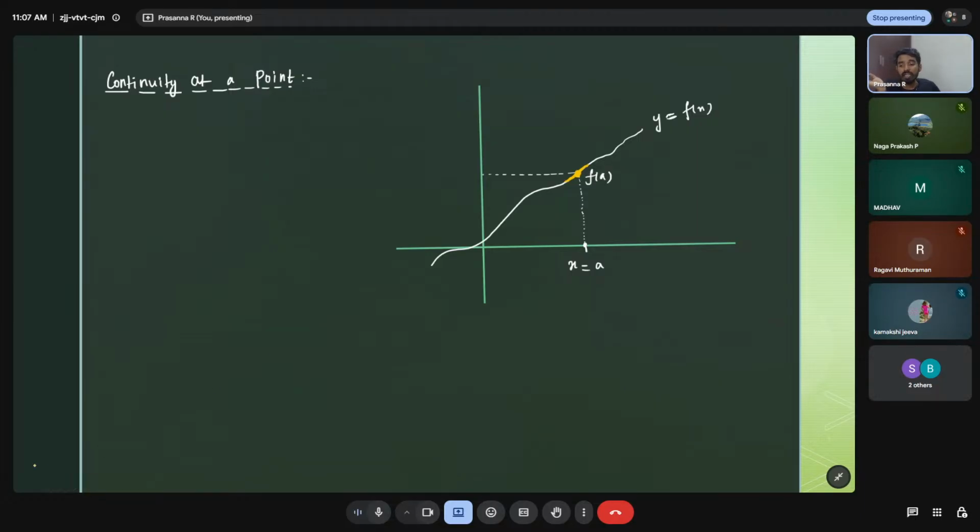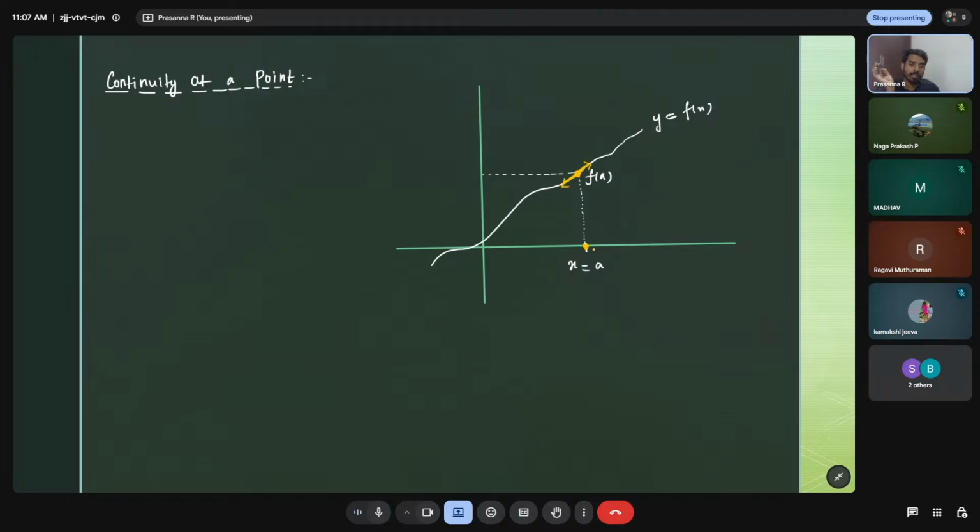So how to check continuity at a point? Very simple. I'm checking whether a function is continuous or not at a point a. If I can pass through this region without lifting the hand, then we say this function is continuous at this point. So how to derive that mathematically? Very simple.